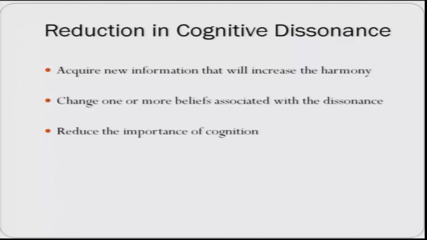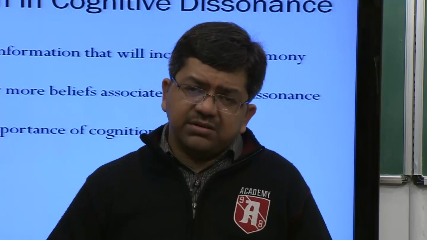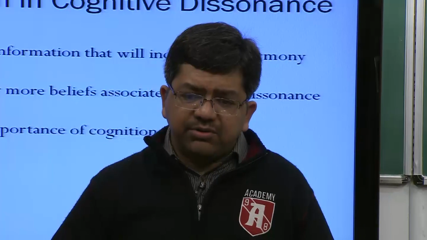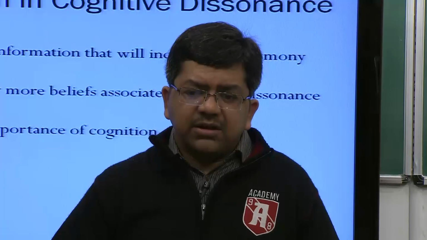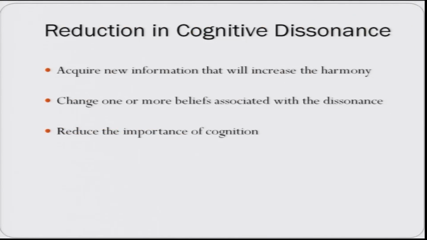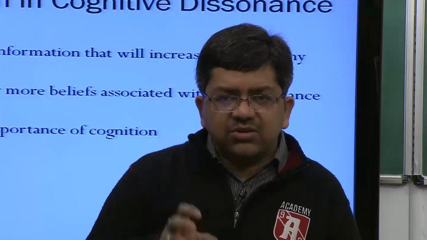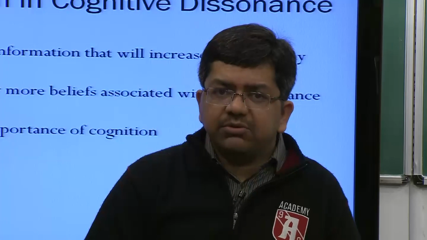The other thing is to change one or more beliefs associated with the dissonance, either changing your belief that it is harmful, or changing your belief that you would like to eat it. And the third is that you reduce the importance of the cognition, where you start ignoring the negative news or the contradicting thoughts themselves that create the cognitive dissonance. So, this is about cognitive dissonance, and I have completed all the 5 stages of the buying process in the context of consumer decision making or the B2C process.